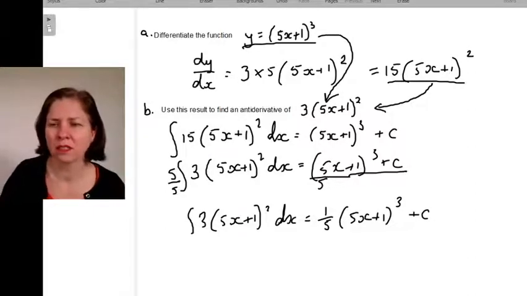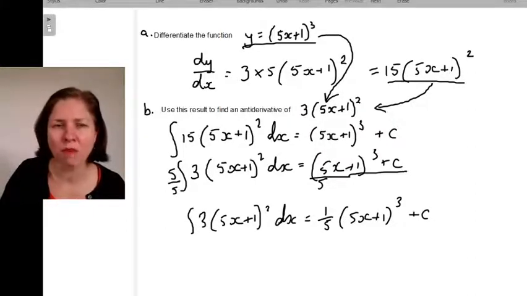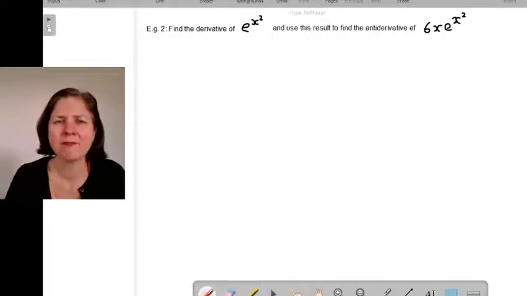Differentiation by integration by recognition is really a technique that is best understood by looking at lots of examples. So let's go to our second example. Okay, there's my second example.